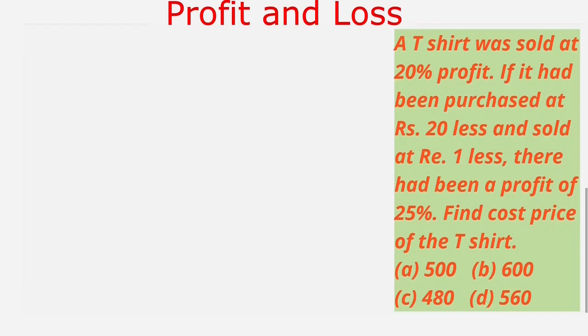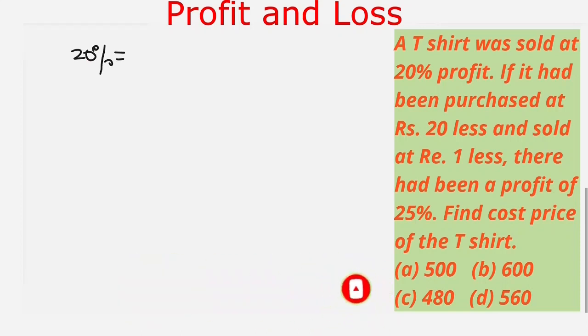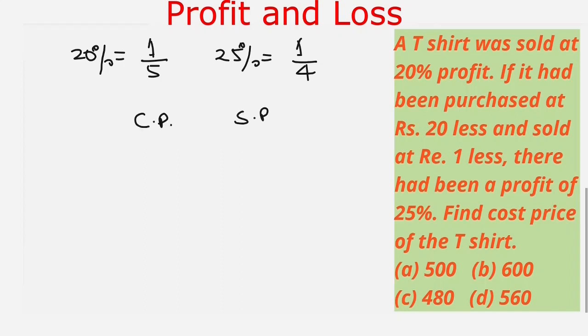Now we solve this question by the shortcut method, which is the cross multiplication method. 20% when converted into a fraction gives us 1 upon 5, and 25% gives us 1 upon 4. Now it is given that the t-shirt was sold at 20% profit. It means the cost price was 5 and it was sold at a profit of 1. Therefore, the selling price comes out to be 6.